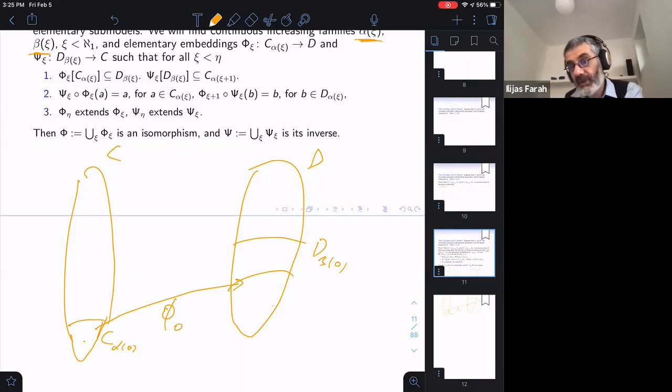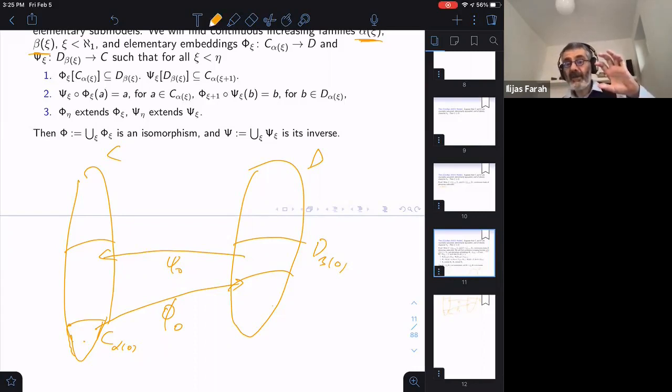Now, we just turn the tables around and find C zero, which maps this D beta zero into C. Before I go on to read all the requirements on these maps, let's just see how we do that. So in the first stage, we look at C alpha zero. We might as well take alpha zero to be zero, which is not really important. So I'm just going to erase it. So just take alpha zero to be zero.